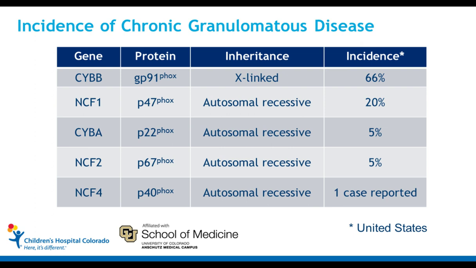So this particular disease, the X-linked form, can present in baby boys with very severe infections, a very classic presentation. However, autosomal recessive mutations can occur in most of the other subunits, causing perhaps a milder disease. Just depends on the extent to which oxidative burst is affected. Now, these mutations, the incidence again is shown in this table. P47 at 20%, P22 and 67 at 5%, and P40 to date, one case has been reported.